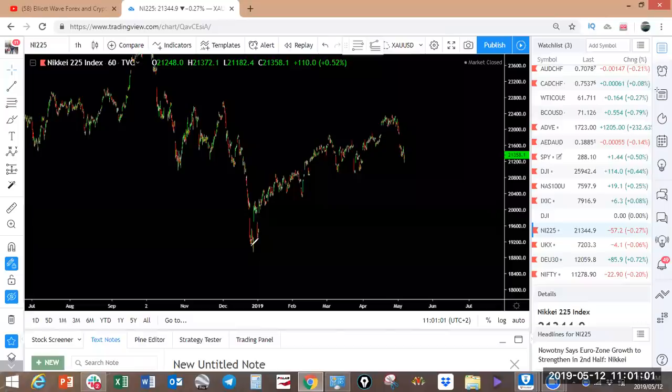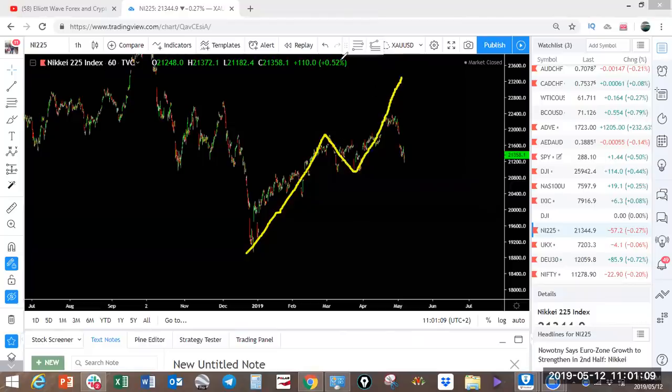It did not play out exactly as we expected. We had this one, we're looking at this as to be a 1, a 2, and a 3 like this. Okay, but because the other indices were setting up as corrective structures, you can see here we had 1, 2, 3.